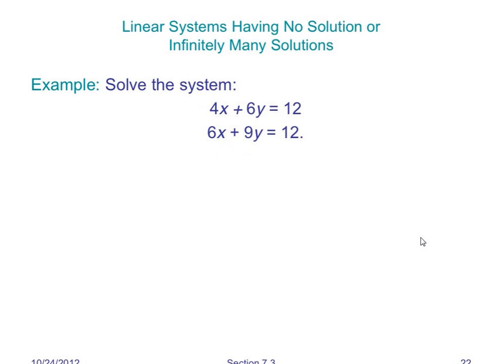To turn the 4 into a 12, I'm going to multiply by 3. So the top equation, I'm going to multiply by 3. The bottom equation, I need to turn that into a negative 12. So I'm going to multiply the bottom equation by negative 2.